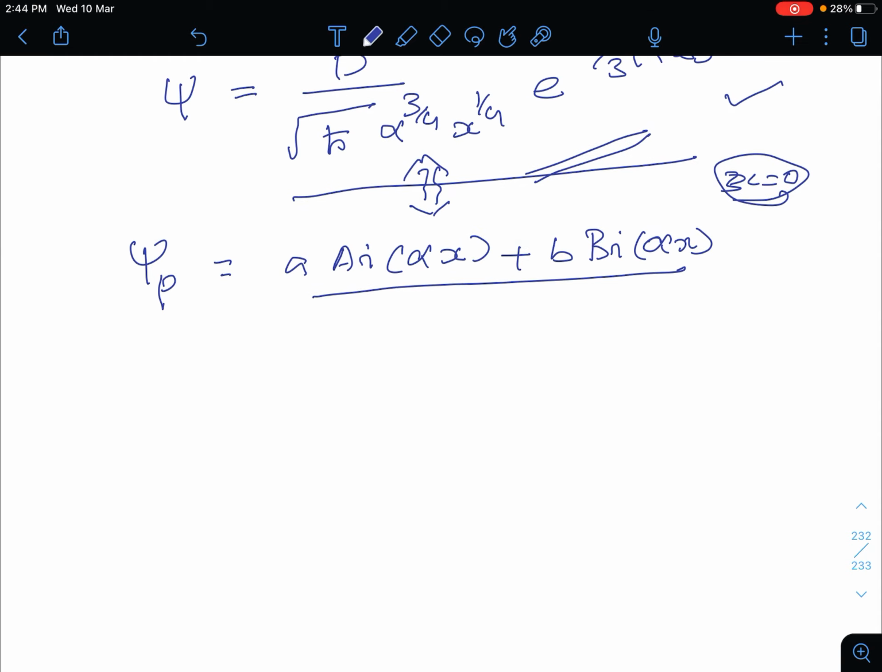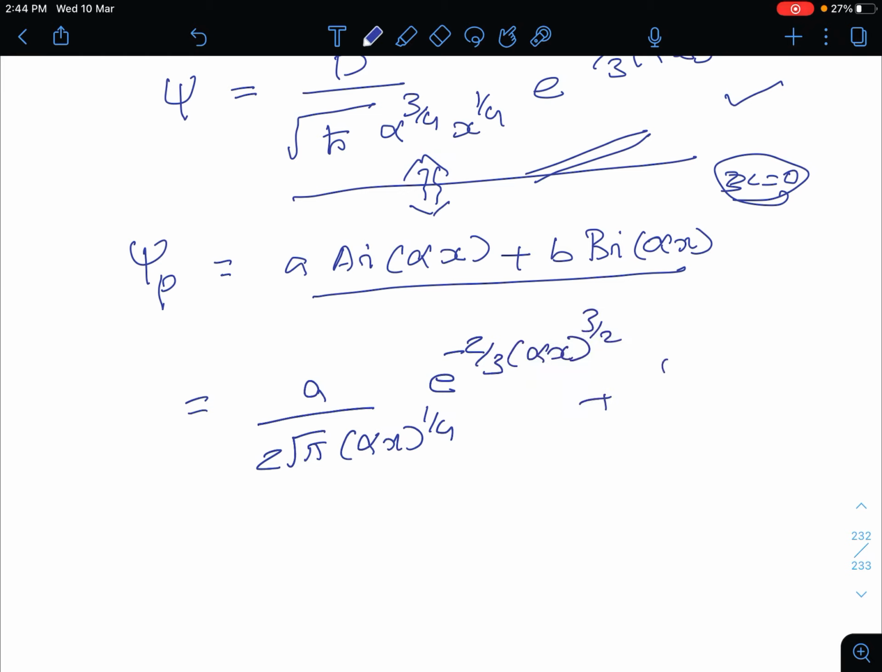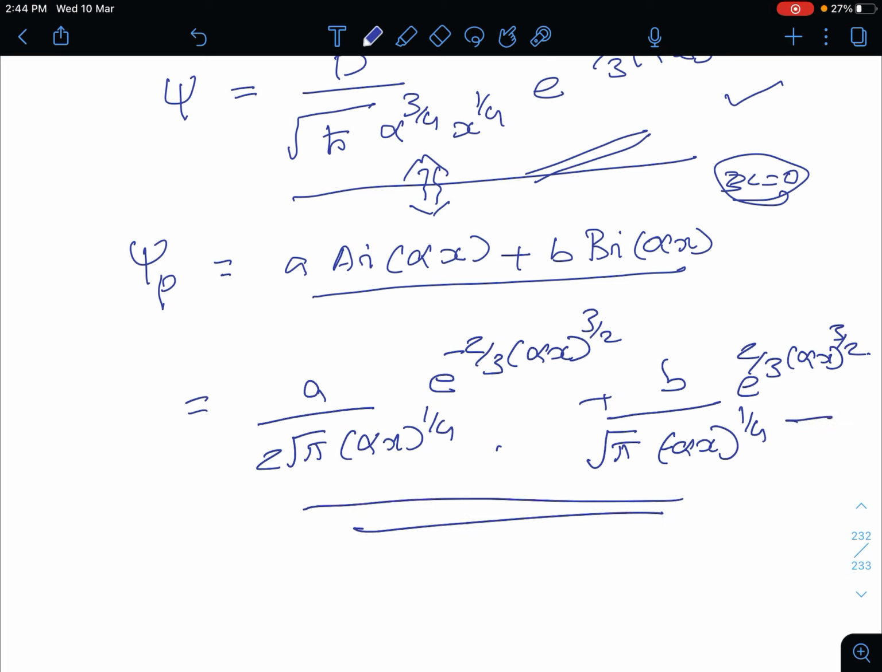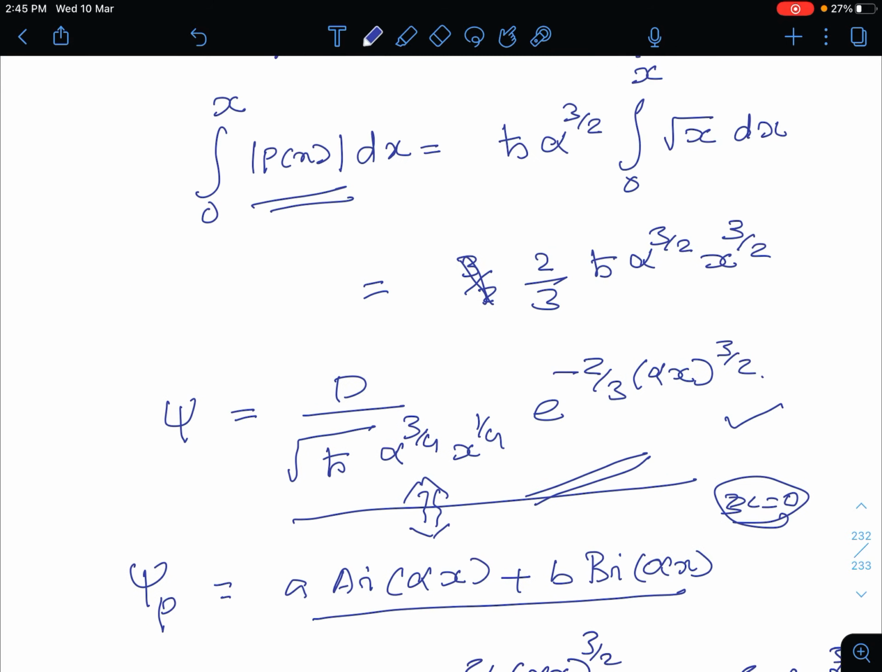So I can write this is equal to a by 2 root pi (alpha x) all raised to 1 by 4 e raised to minus 2 by 3 (alpha x) all raised to 3 by 2, plus b by root pi (alpha x) all raised to 1 by 4 e raised to 2 by 3 (alpha x) all raised to 3 by 2. So these two equations, let's say this is 3 and this is 2.